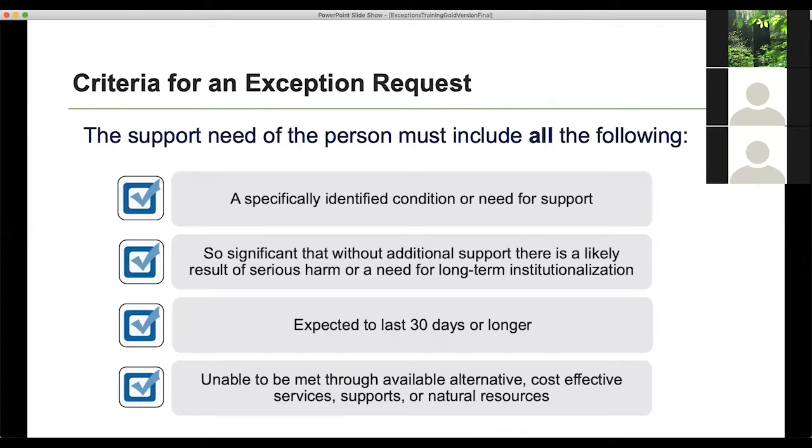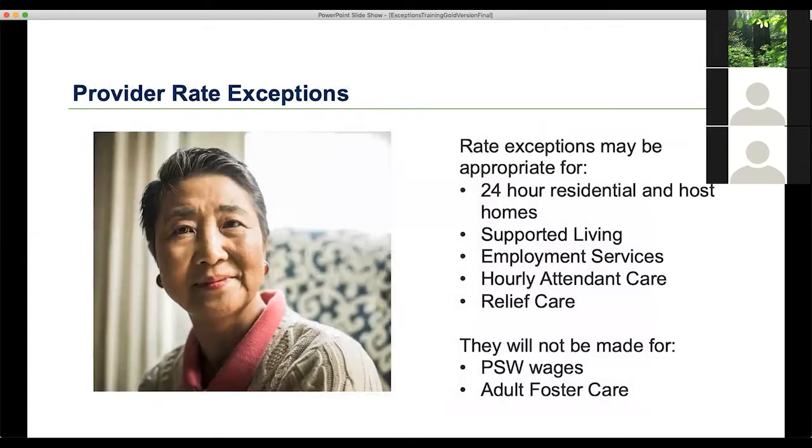We always want to look at those before we put more bodies on somebody, because in most cases, when we're talking about exceptions, particularly 24-hour, we're going to be very focused on staffing. So provider rate exceptions are, again, something that can be appropriate for multiple settings. So we have rate exceptions, which means the compensation or the funding available to the provider needs to be an amount greater than what is available through our standardized rate setting process.